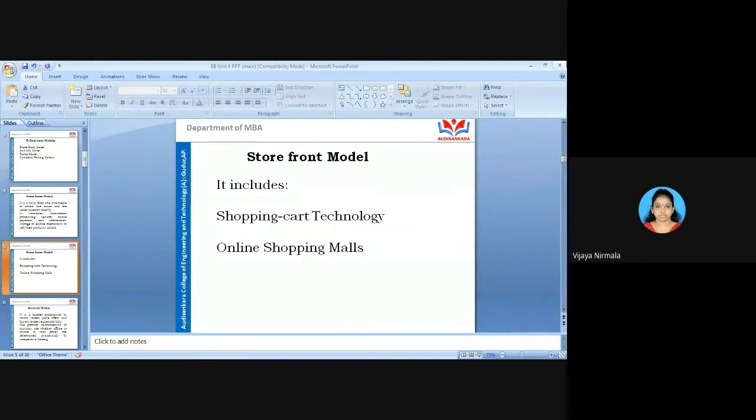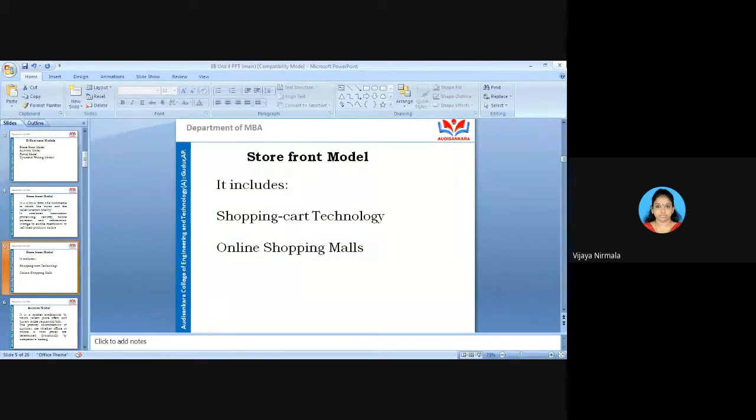The next one is online shopping malls. Online shopping malls present customers with a wide selection of products and services. Thus, consumers can find products from a wide variety of vendors, rather than making several separate purchases.